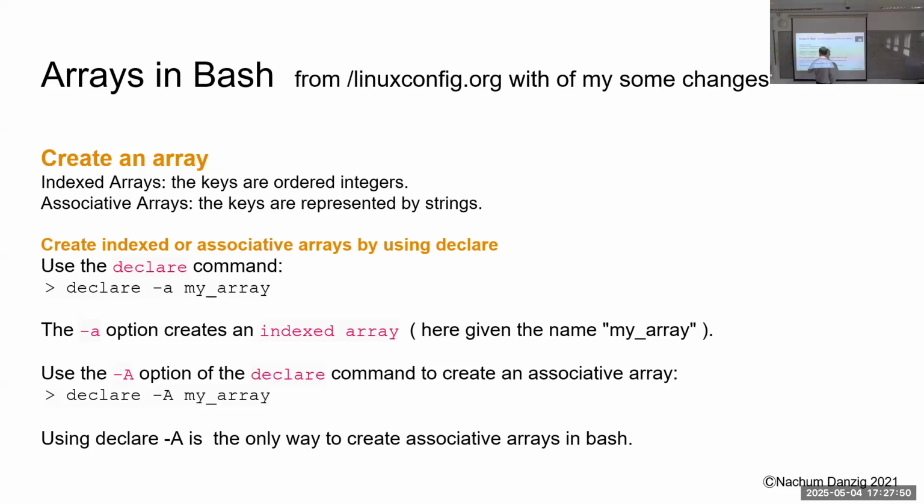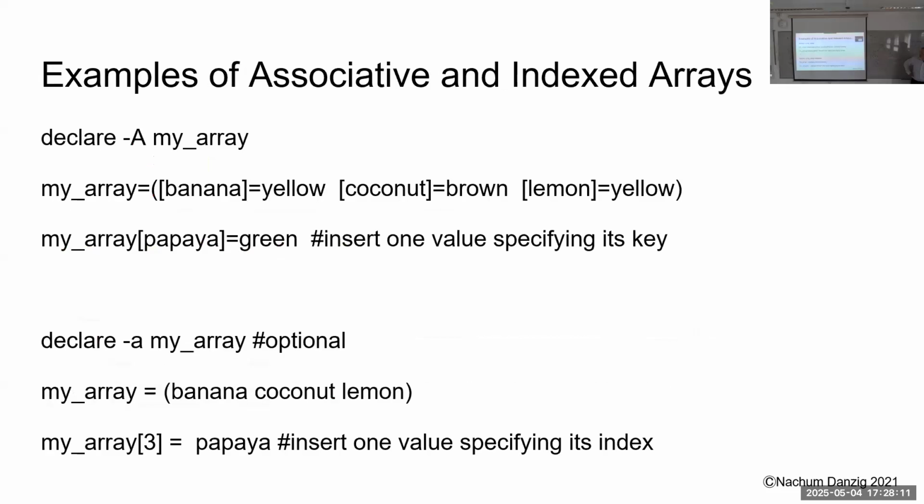And notice it says using declare is the only way to create an associative array. There are other ways of creating an array. In fact, I don't even have to use the word declare minus a to create an array. I can just write myArray equals, and if I give it a bunch of elements, it knows that it's an array. So I don't have to use declare at all if I want an indexed array. But if I want an associative array, I do.